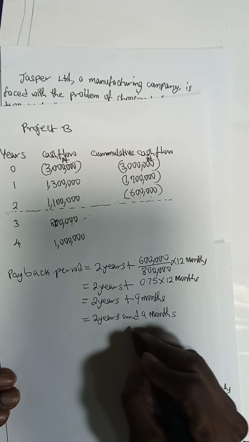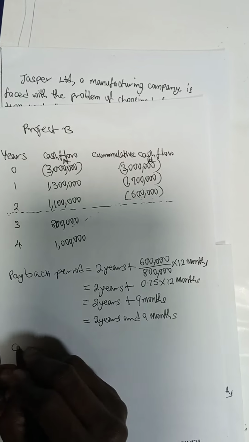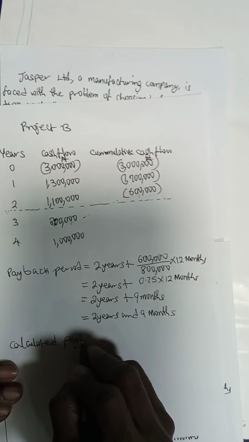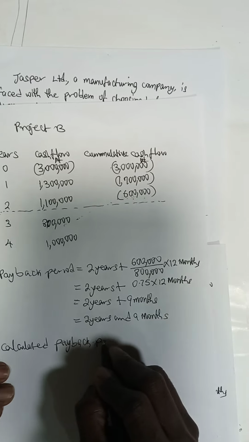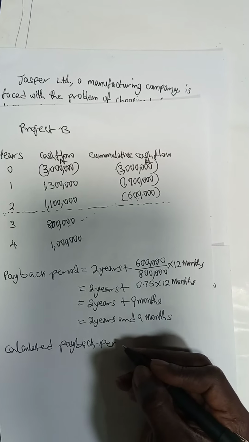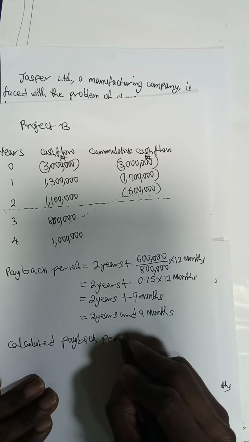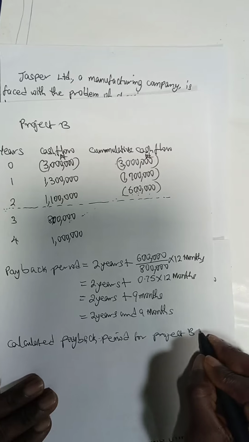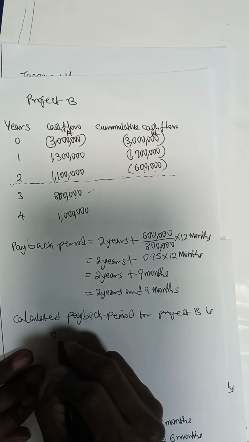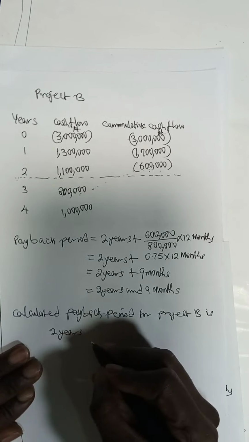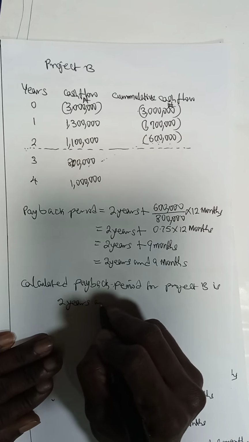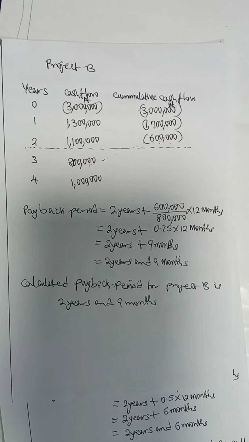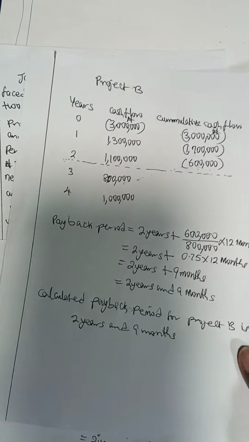So our calculated payback period for project B is 2 years and 9 months. So we want to choose between the two projects now.